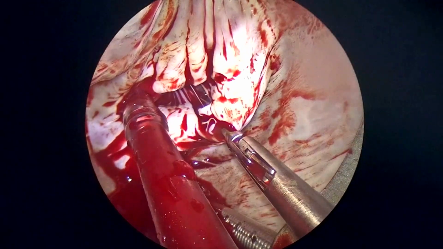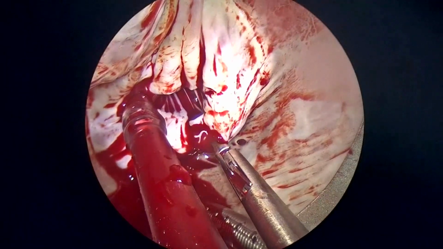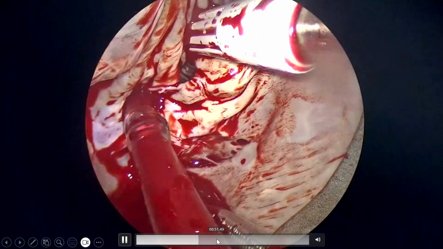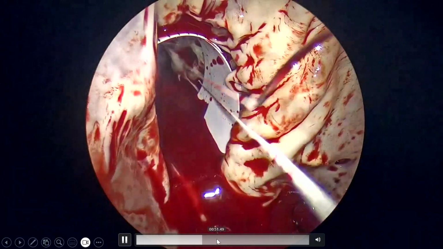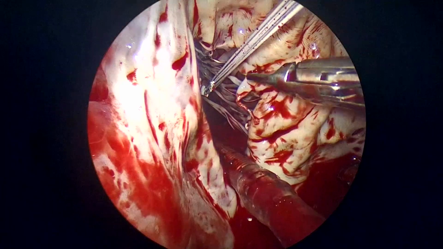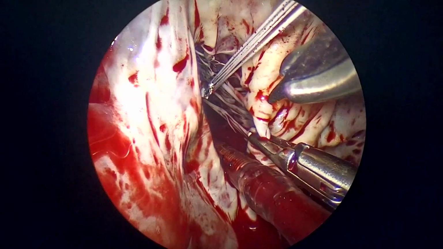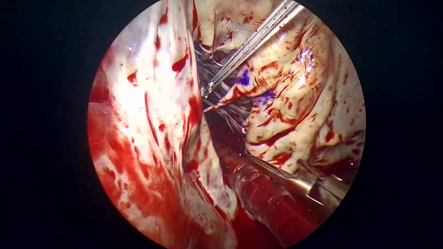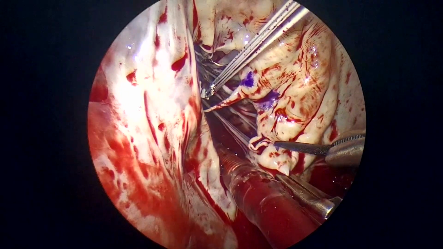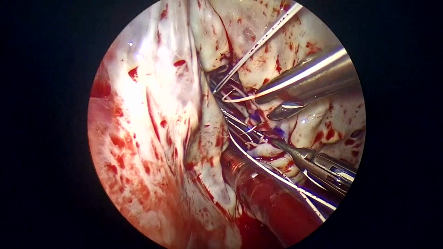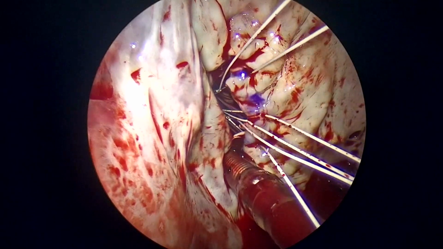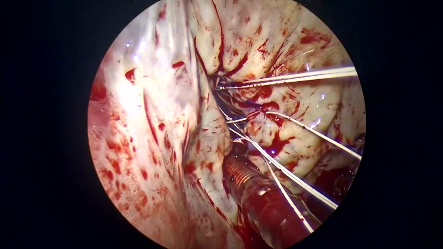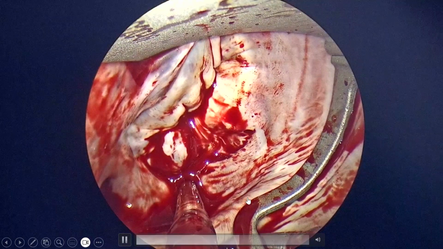Again, the view of the valve is pretty good, and as I mentioned before, our goal in this case is to use preformed cords. We identify the papillary muscle, we lower the free loops, mark where the loops are going to be inserted on the valve, and then pass one limb to complete the leaflet work.